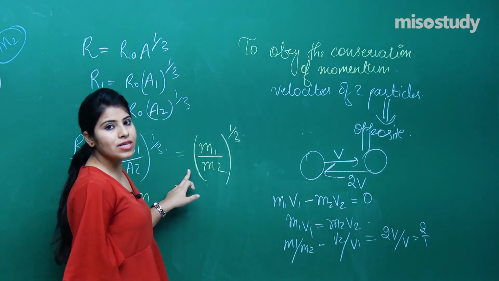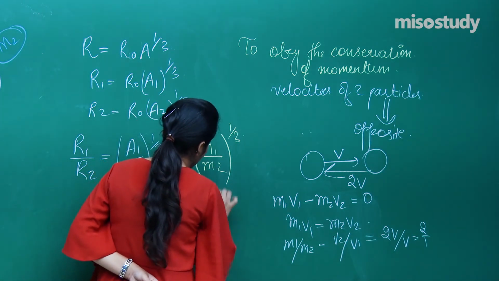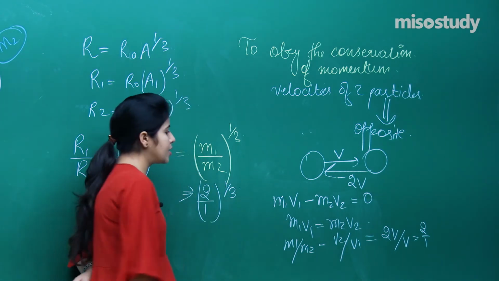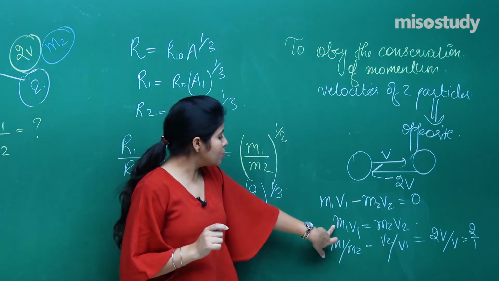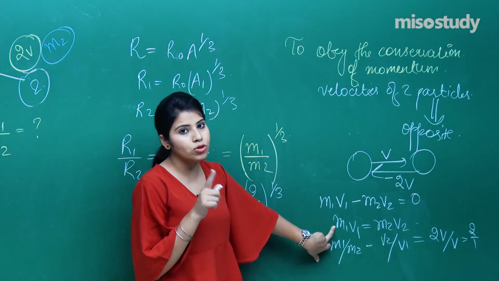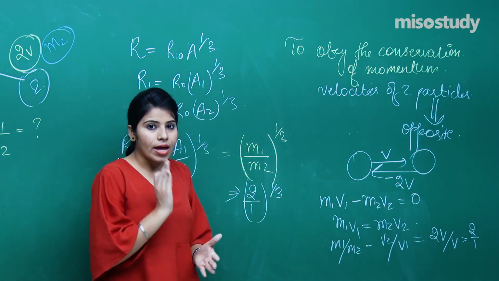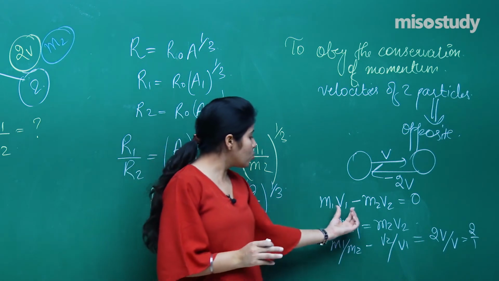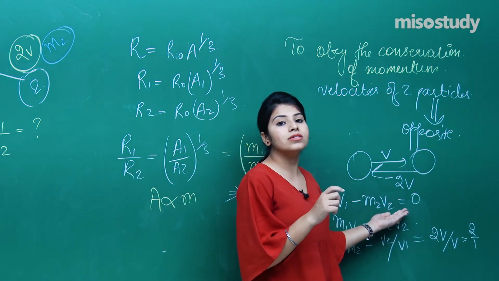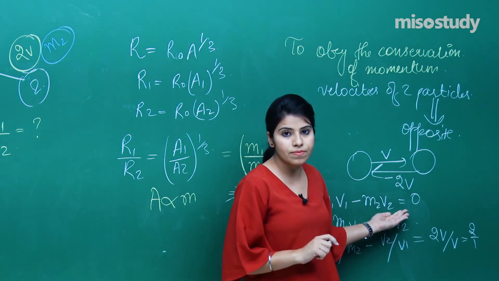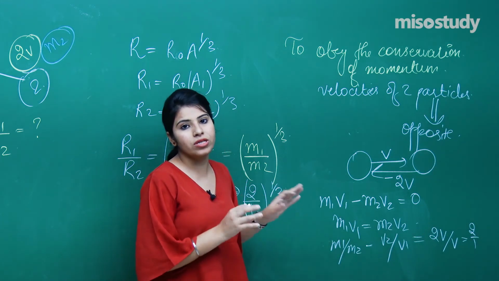So if I put this m1 upon m2 over here, that will be 2 upon 1 raised to the power 1 by 3. Let me just see one thing over here. In place of v1 I am using v, and in place of v2 I am using 2v. It can be the case that I use 2v in place of v1, and v in place of v2. As I do not know how to assign v1 and v2, I have just put these values.